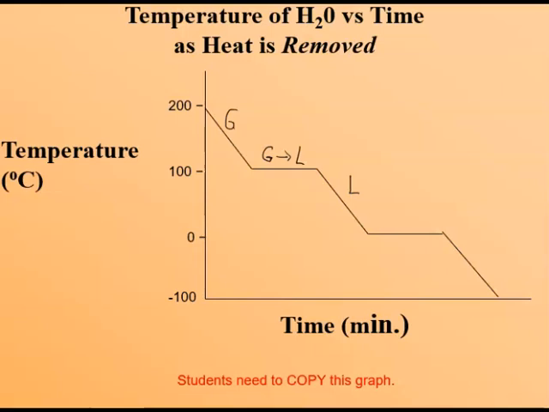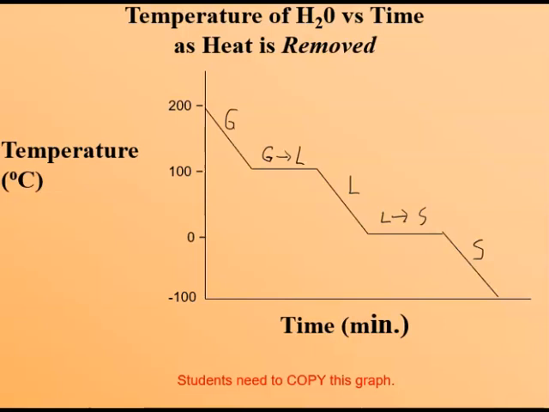And then when it gets to 0, the temperature remains constant because water is changing from a liquid to a solid. And then if you remove heat, after it's all become solid, the temperature decreases. So we see that once again, heat can either cause a change in state or a change in temperature.